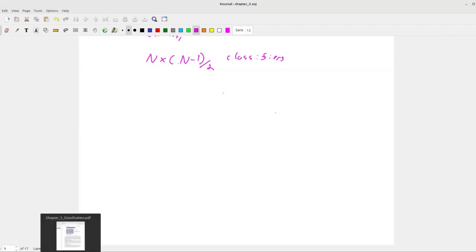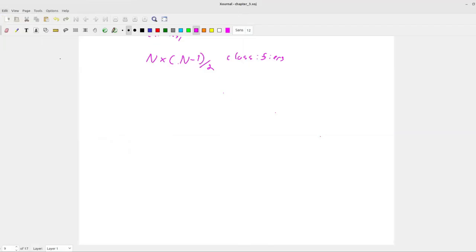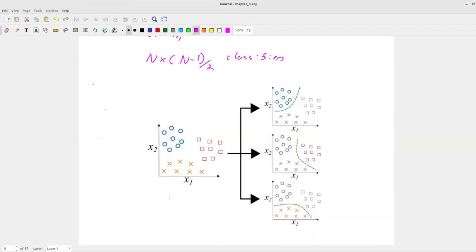So let's look at some images here, now that we know the two types. This is a one versus rest classifier. I've got blue circles, red squares, and orange X's, right? And I'm going to build a classifier, which is that green line, it's my model. I'm going to classify blue circles versus everything else. Is it a blue circle? Yes or no?